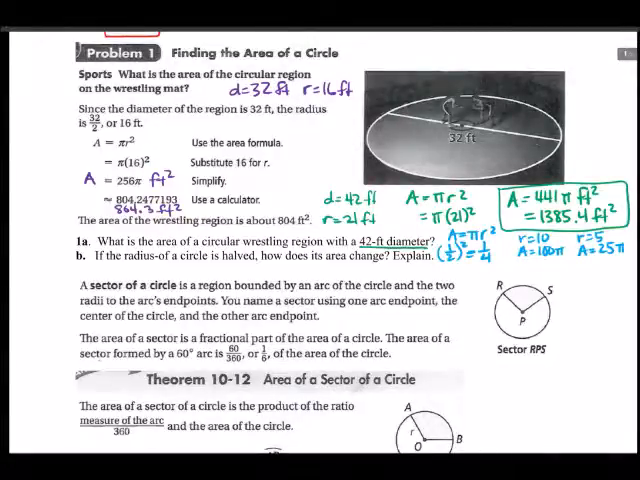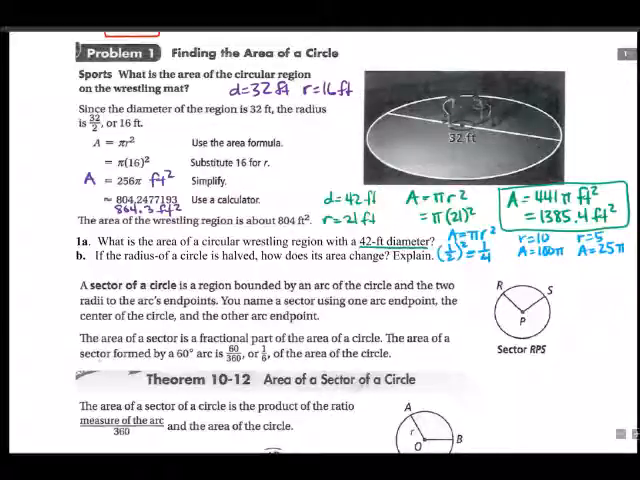Those problems were super easy. Our first one was the area of the wrestling region if it had a 42-foot diameter. So that means our radius is 21 feet. Area is pi r squared. 21 squared would give us 441 pi feet squared, and we put that into our calculator to get, rounded to the nearest tenth, 1,385.4 feet squared. So area of a circle, easy enough.